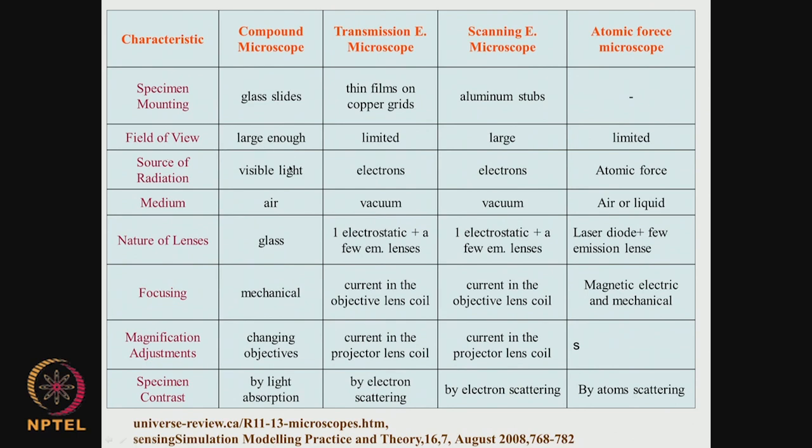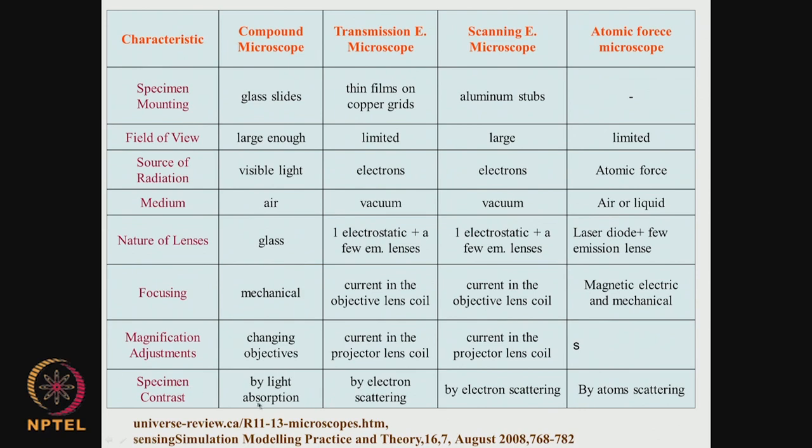Source of radiation, compound microscope we are using light, TEM we are using electrons, scanning also we are using electrons, atomic force we are using force. Medium, compound microscope is air, TEM is vacuum, scanning is vacuum, atomic force air or liquid. The nature of lens, we have glass here, we have one electrostatic plus a few EM lenses, electromagnetic lenses they are called. In atomic force we have laser, diode and few emission lenses. Focusing, compound microscope it's mechanical, TEM we have lens coil, current and voltage, whereas in atomic force it's mechanical forces. Magnification, changing objectives, current in the projector lens, okay. So we are using a voltage and current in that.